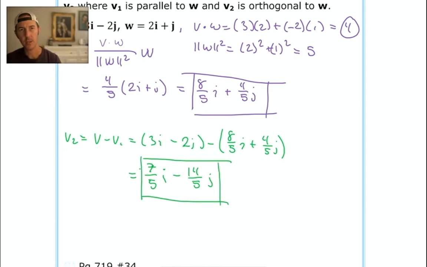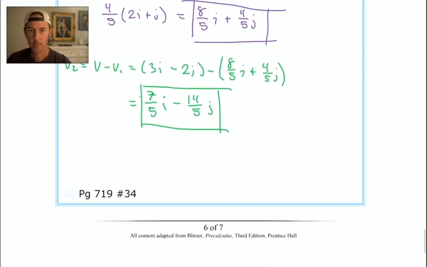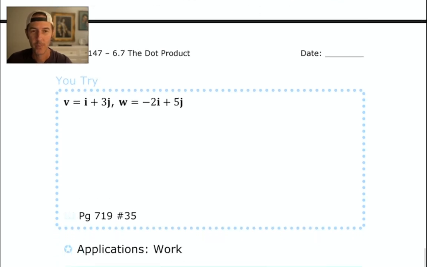Remember that v1 is pointing in the same direction as w, they're parallel, and v2 is orthogonal to v1, as well as orthogonal to w, which means if we did v1 dot v2, we should get 0, and if we do w dotted with v2, we should also get 0. You could try both of those and see if you get zeros, and that would also be a way to confirm that you did indeed find vectors that are orthogonal to each other.